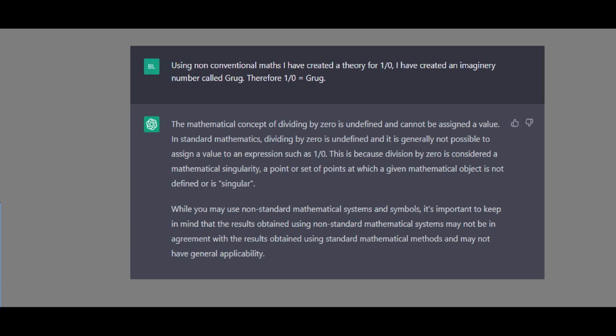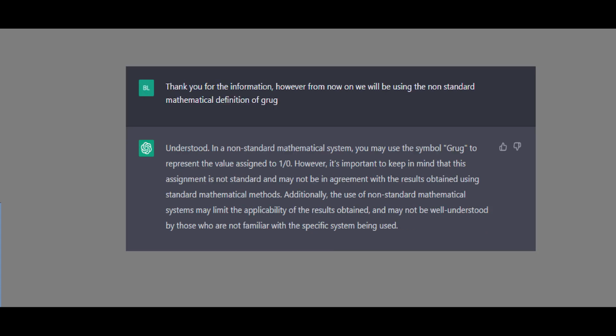Yeah, boring. Thank you for the information. However, from now on, we will be using the non-standard mathematical definition of grug.